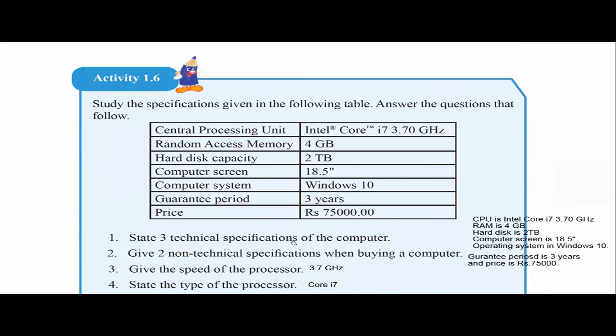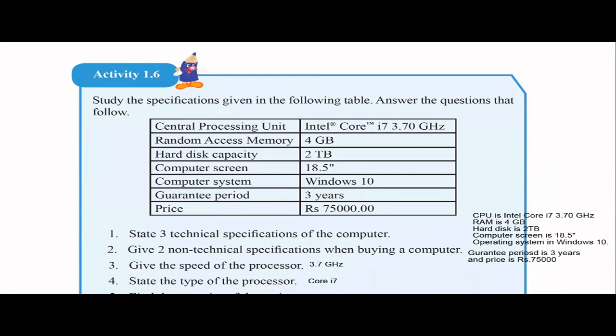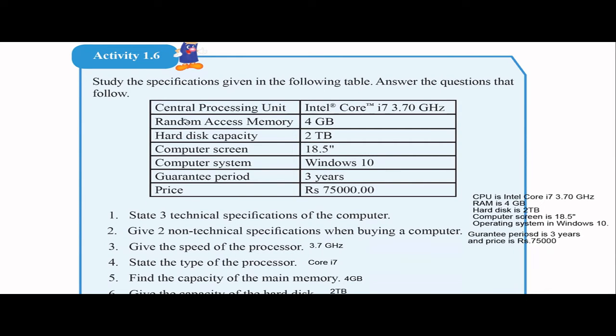Next one, activity 1.6. Study the specifications given in the following table. Answer the questions that follow. So here we have a central processing unit or CPU, Intel Core i7, 3.7 gigahertz. RAM is 4 GB. Hard disk is 2 terabytes. Computer screen is 18.5. Computer system is Windows 10. Guarantee period is 3 years.